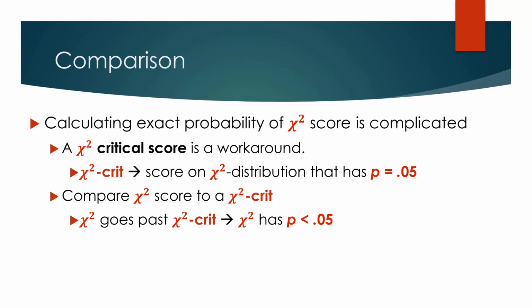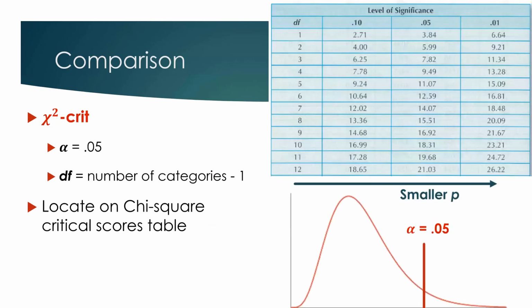So if your calculated score goes past the crit score, then it has to have a probability less than the probability of the crit score. And if the probability of the crit score is 0.05 and the calculated chi-square goes past the crit, then its probability has to be less than 0.05, because anything that goes further into the tails, the probability gets smaller and smaller and smaller. Anything past the critical score will have a probability smaller than the probability of the crit score. Anything before the crit score is going to have a probability greater than the crit score because it's getting more towards the center. So we're going to be using our chi-square critical score table again, so I hope that you have that ready to look at.